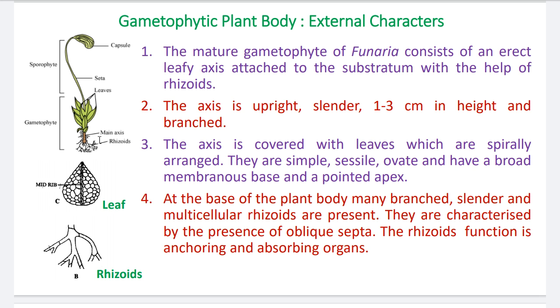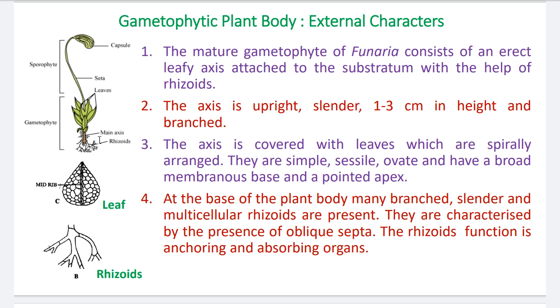The leaves are simple, sessile, without stalk. Sessile means without stalk. Then ovate, and have a broad membranous base. The base of the leaf is broad and membranous, and the apex of the leaf is pointed. You see in the next diagram, number C, there is a leaf structure. The leaf at the base is broad, at the tip it is pointed, and at the center there is a prominent midrib. So this is the very simple structure of the leaf.